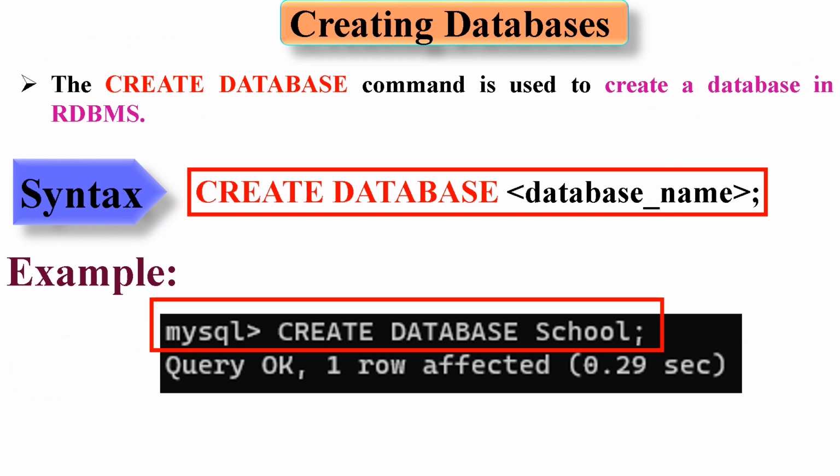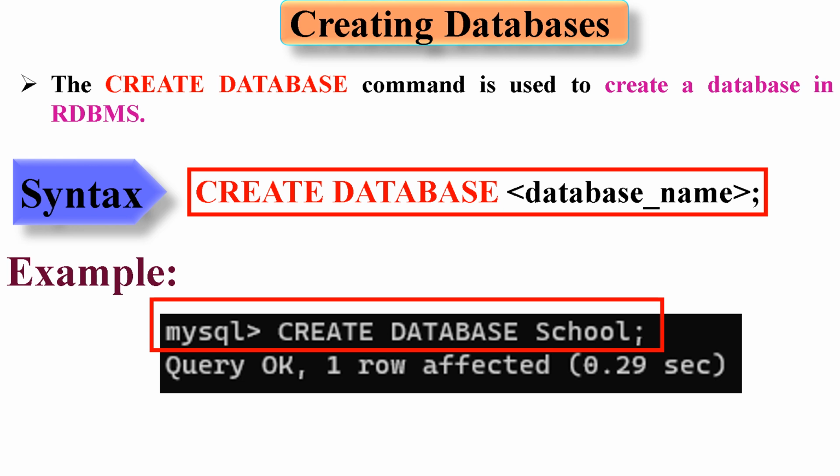A database is a structured collection of data organized for efficient storage and retrieval. Let's learn how to create a database. The Create Database command is used to create a database in an RDBMS, that is Relational Database Management System. Syntax is create database database_name. Example: create database school. This statement creates a database with the name school. Now, a database with the name school will be created on the system. The semicolon at the end of the command is used to terminate the SQL statement.